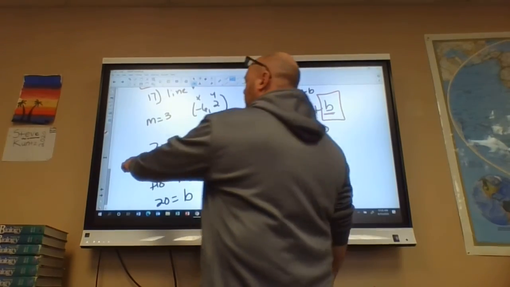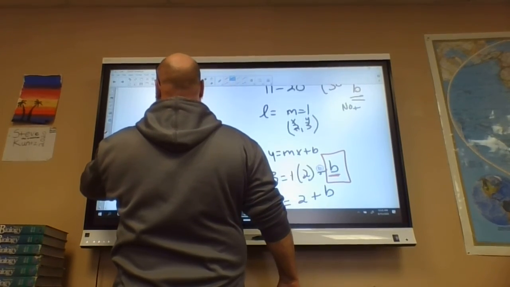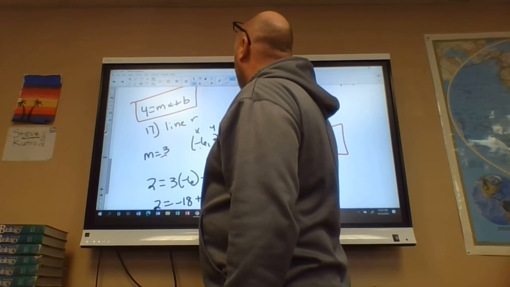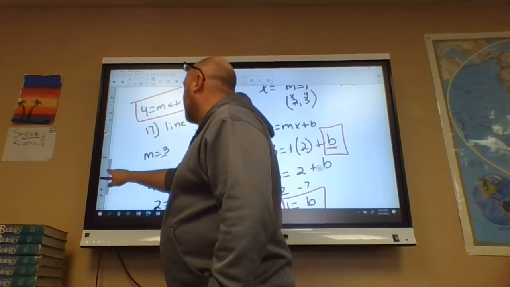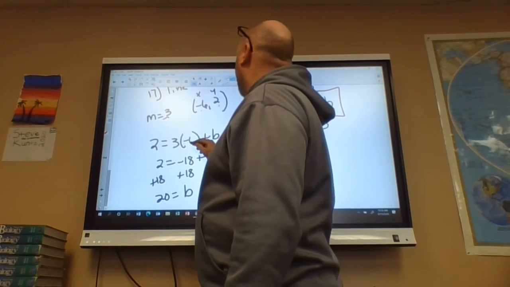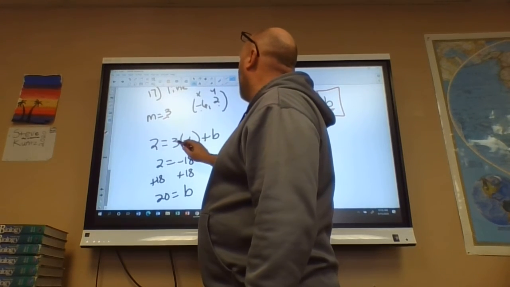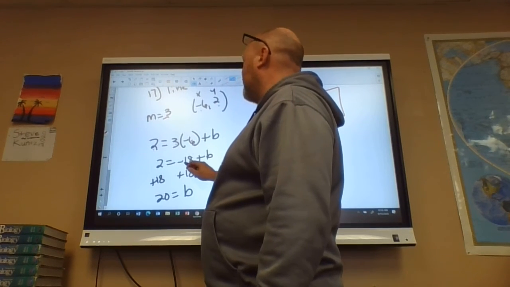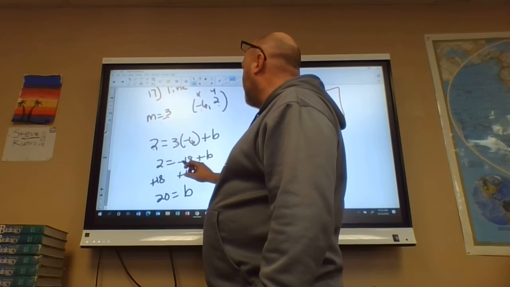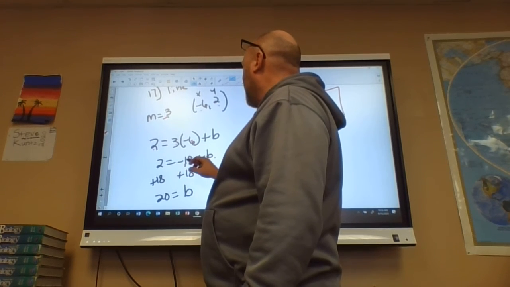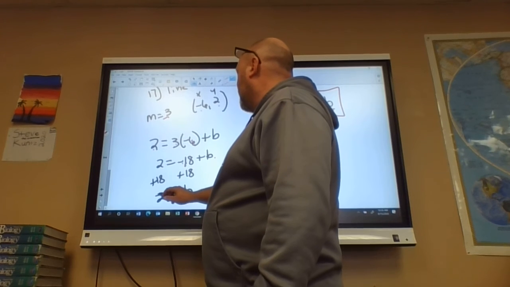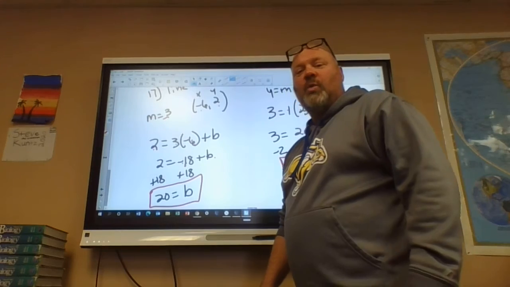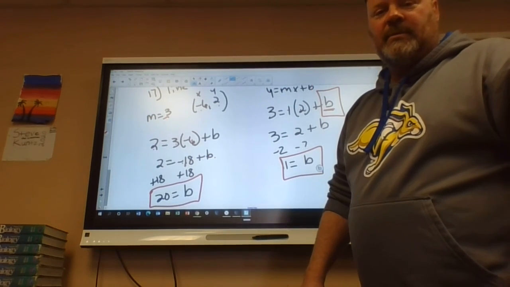So another example. Line R. The slope is 3. The x is negative 2. The y is 2. Okay, so the x is negative 6. The slope is 3. And the y is 2. So 3 times negative 6 is negative 18. So now I have 2 equals negative 18 plus b. How do I get rid of that negative 18? Add it. So therefore, 20 equals my b. It's basically just a one-step equation when you get to that point.